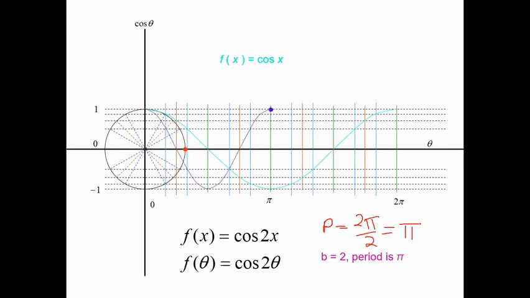So notice for the cosine wave here that to do a full period, because we have doubled our frequency, we only have to go to pi, and we've already gone all the way around the circle.